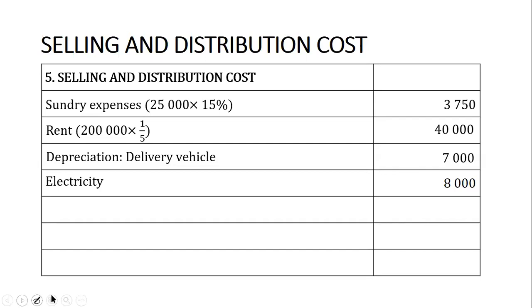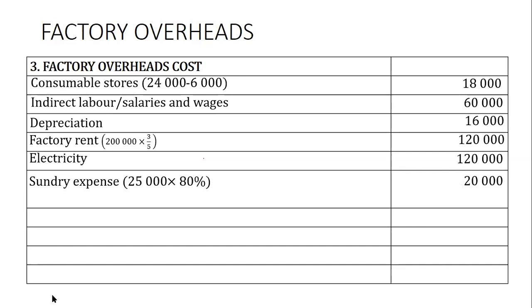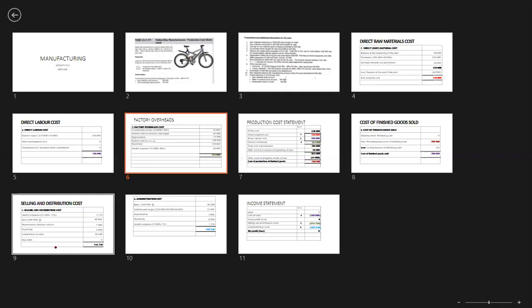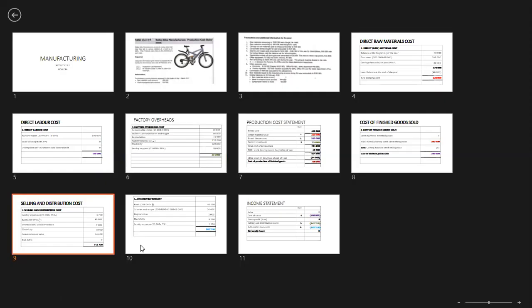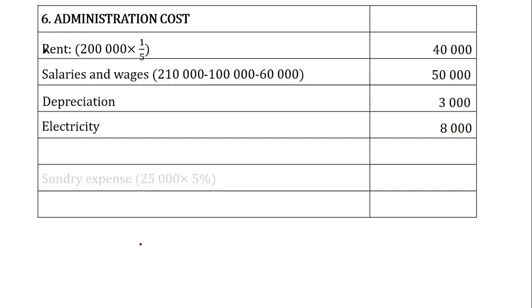And the remainder, how much is the remainder? Here it's 80% for factory overheads, and for selling and distribution it's 15%. How much is the remainder? 5%. Where does it go to? It goes to admin, and this will be your admin cost, which is 1,250.